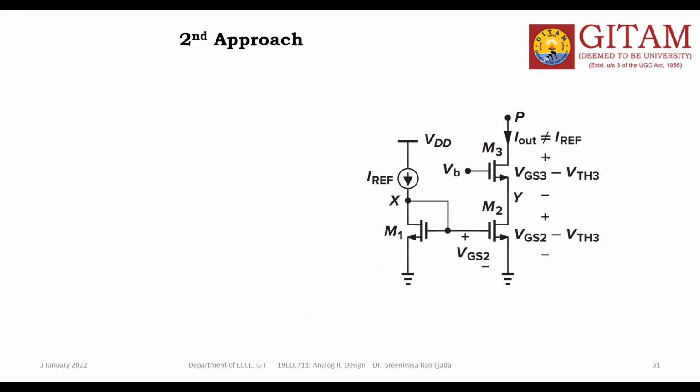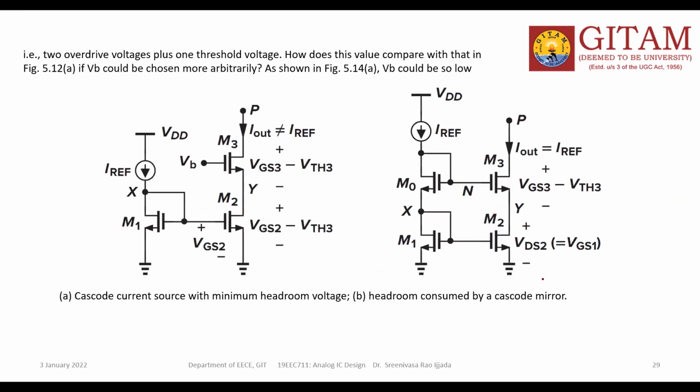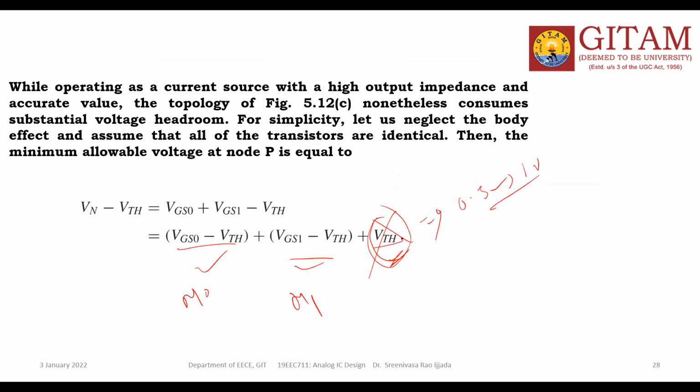To avoid the VTH penalty in the voltage headroom of the cascode current source, this is your circuit. This is the voltage headroom consumed by the cascode method. This is one overdrive voltage, and this is one more overdrive voltage. This is the M0 and this is the M1. This overdrive voltage is VGS1 minus VTH1. This overdrive voltage is VGS0 minus VTH0. But in the equation, we got this amount extra. So this is the problem.